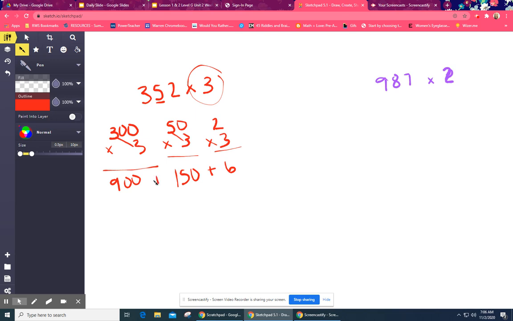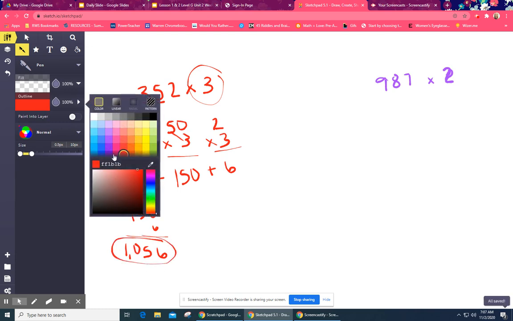Last step is to add it all up, which you might have to stack to add, but stacking to add is much easier than stacking to multiply. So 0 plus 0 plus 6 is 6, and then 5. And then you get 10. So 1,056. One more.